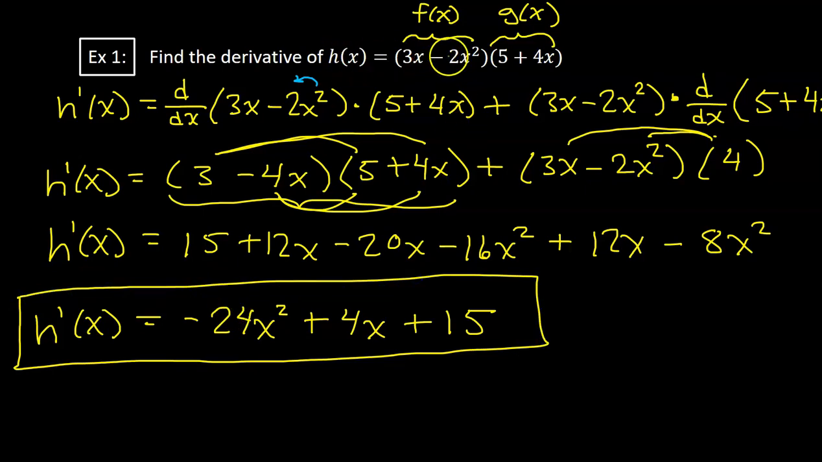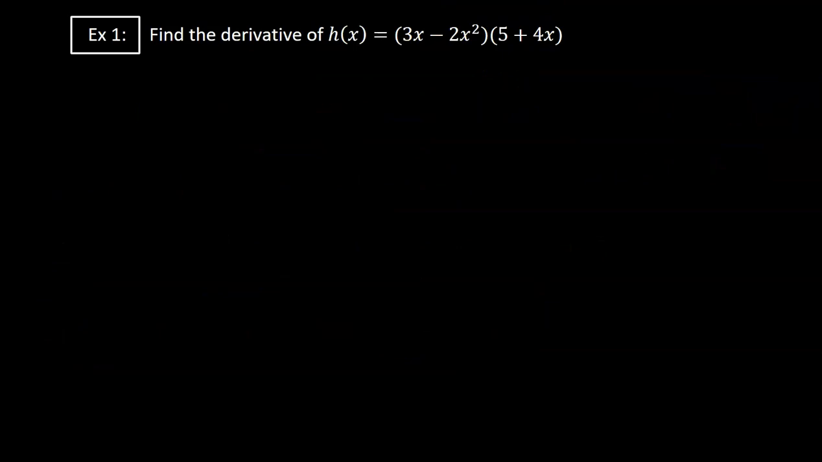Notice on this particular example, we had a choice. We didn't really have to do the product rule. We could have FOILed this out first and then taken the derivative. Maybe I'll show you that real quick. So here's how I could have done example 1 without using the product rule at all.